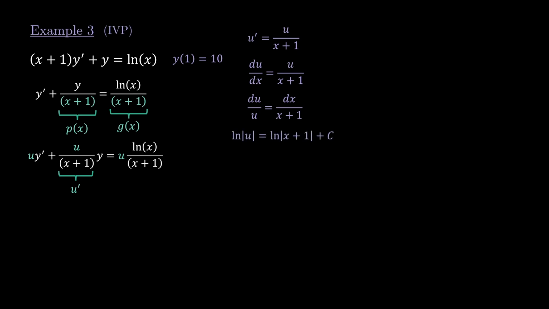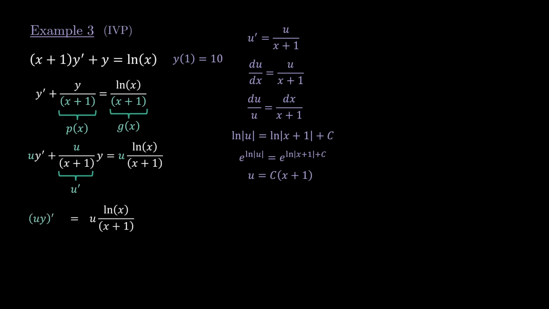Upon integrating, we should have the natural log of u equals natural log of x plus 1 plus c. And then we take e to the power of on each side. And upon solving that, we should be able to get the following. Now that we have u, let's go ahead and reverse the product rule.